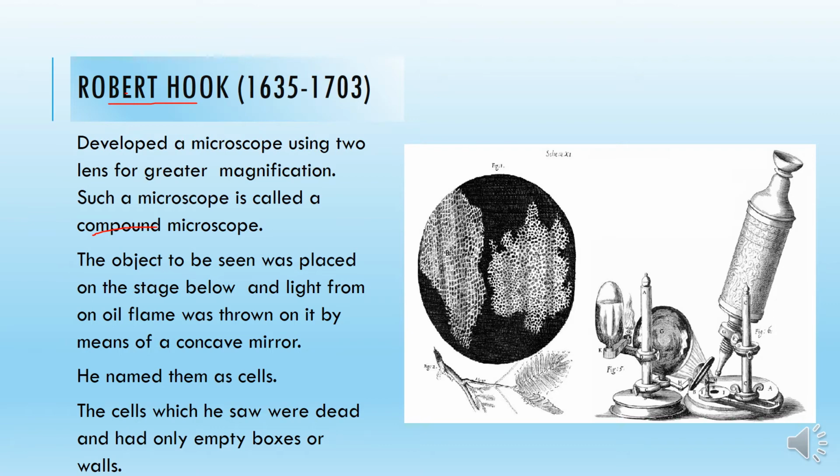So this is the stage where the object is kept, and light from the oil lamp was thrown on it. Here's the oil lamp, and the light from it was thrown to the stage by means of a concave mirror. Keep this in mind. Robert Hooke used a concave mirror in his microscope, and he observed different things under the microscope.